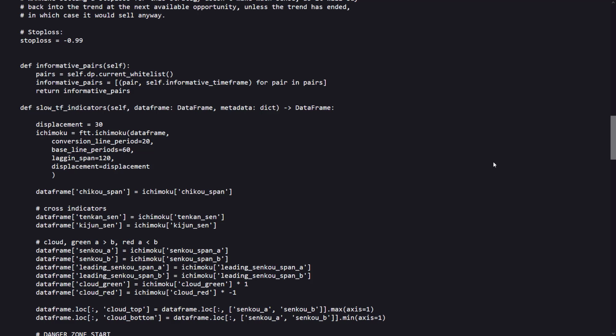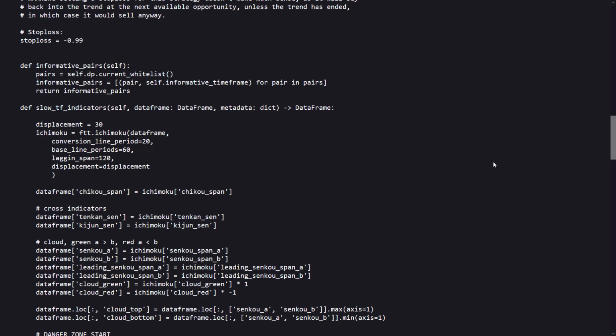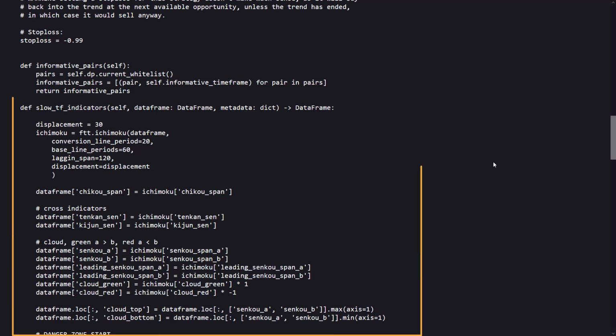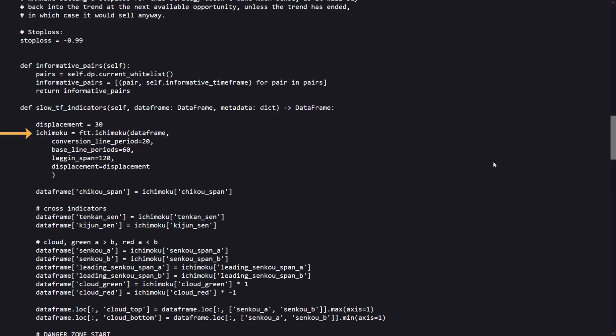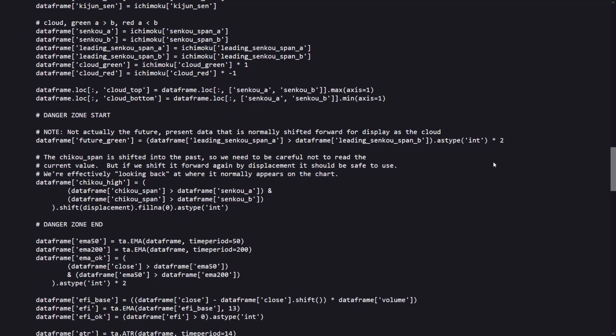Then there is a section where the informative pairs are defined. In this case, all pairs configured in the config settings. And the slow timeframe indicator function is defined here. In that function, the Ichimoku is used to determine the signals that will be used for the buy and sell moments for the trading bot that uses this code.